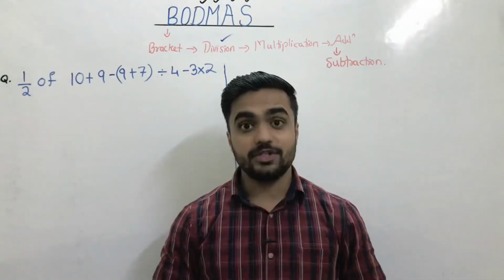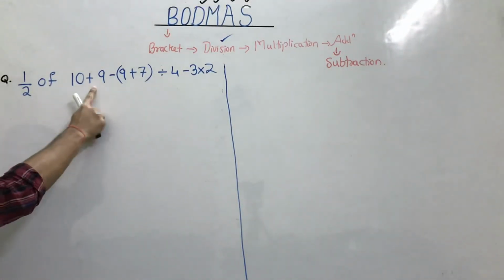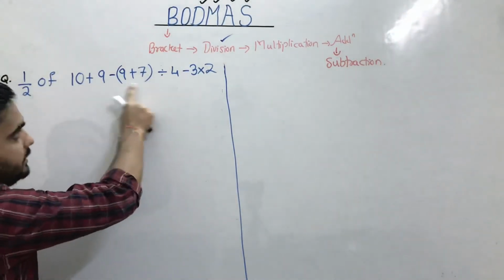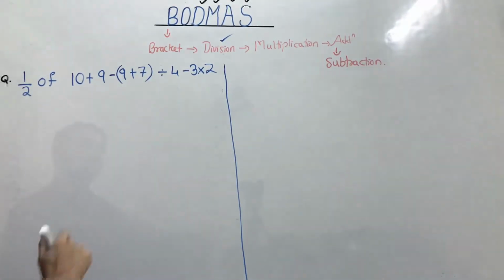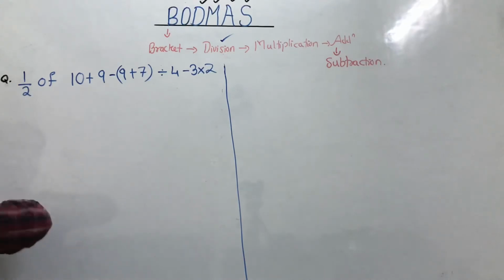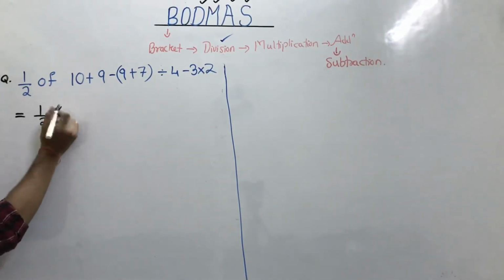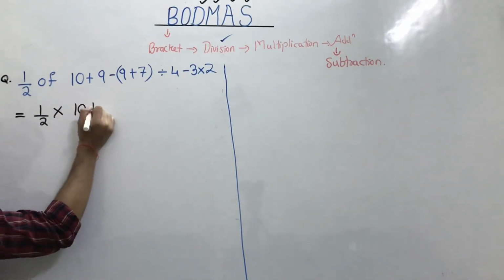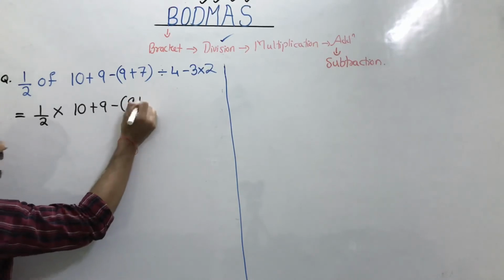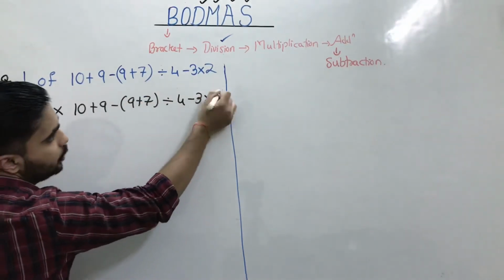Okay. So our next question is as follows. It says that 1 by 2 of 10 plus 9 minus, inside the bracket, 9 plus 7 divided by 4 minus 3 into 2. Now this 1 by 2 of means 1 by 2 multiplied with this thing. So 10 plus 9 minus 9 plus 7 divided by 4 minus 3 into 2.